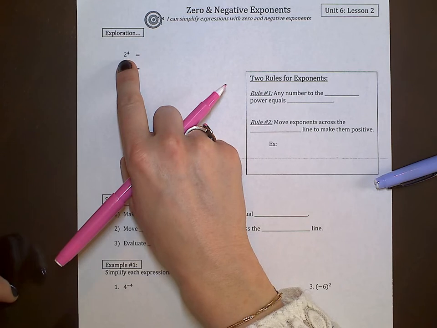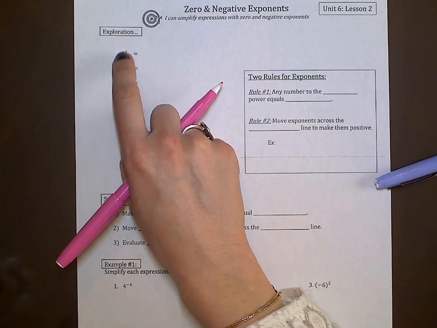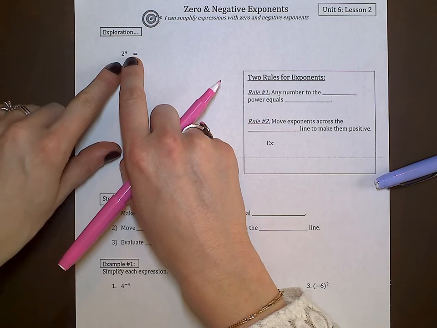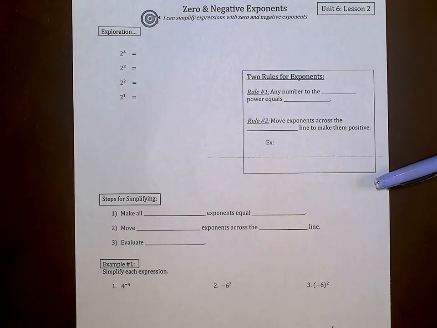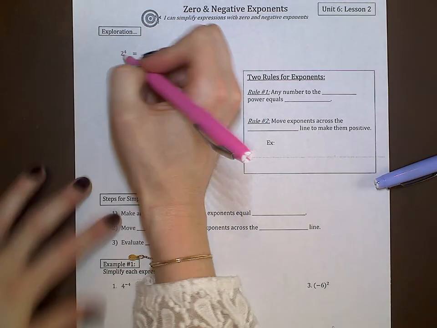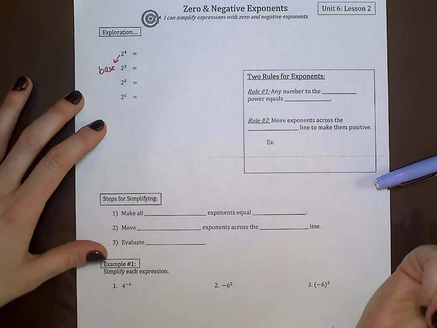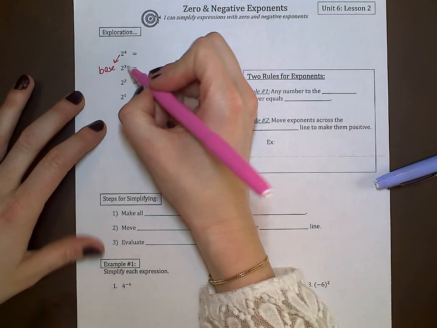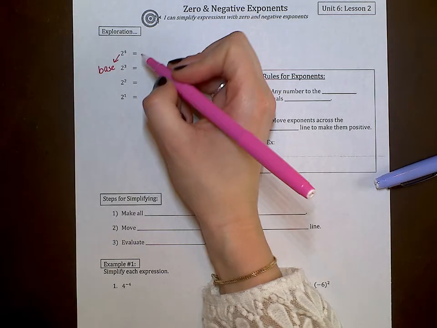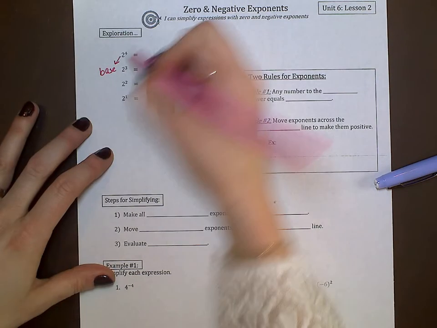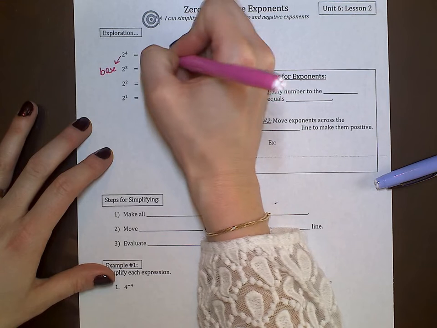This is not 2 times 4, it's 2 raised to the 4th power. Now, there's two numbers involved here, and they both have a different name and purpose. The 2, the big number, that's called the base. And then the little 4, that's your exponent. So again, this doesn't mean 2 times 4. This means the base, which is 2, times itself 4 times.